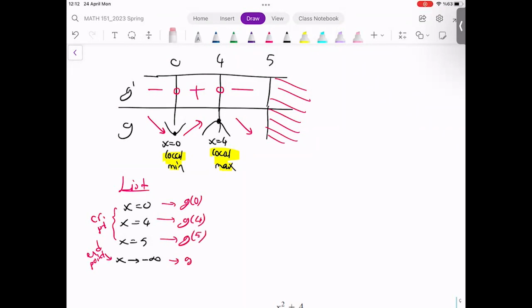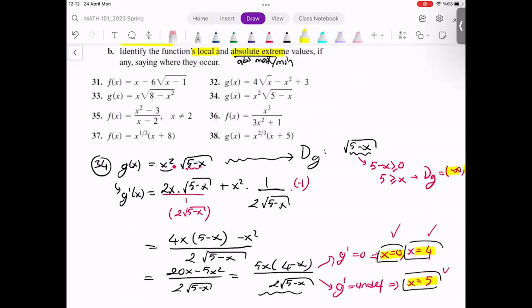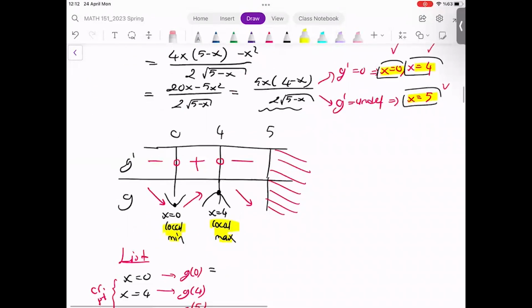And of course, you cannot insert minus infinity directly. You will look at the limit as x goes to minus infinity of g(x). Your g function, you know the expression for it. Here is your g function: x squared times the square root of 5 minus x.